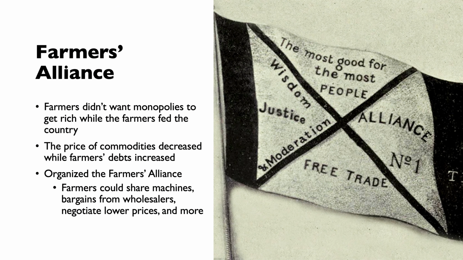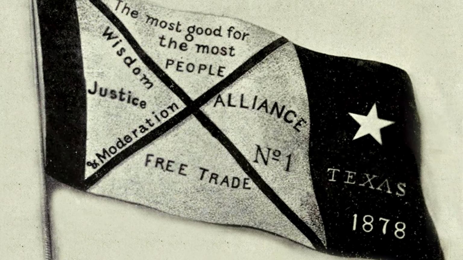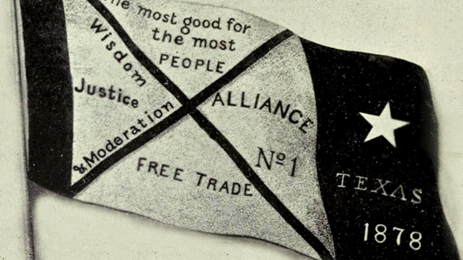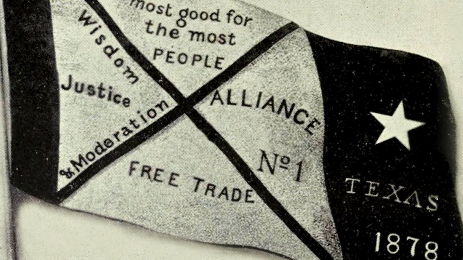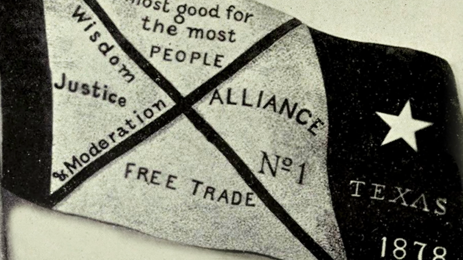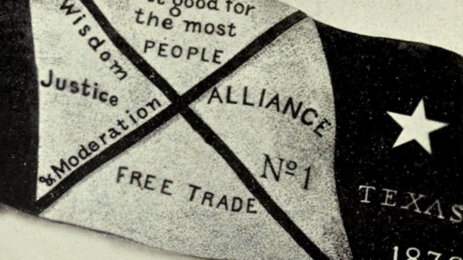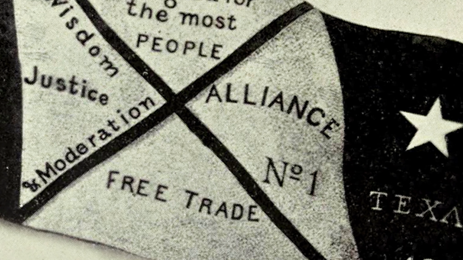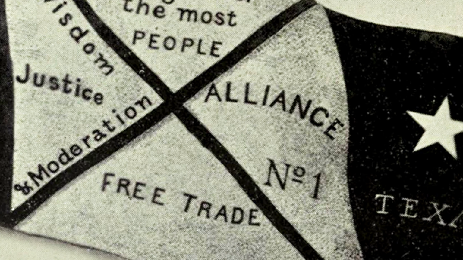So it started as the Farmers Alliance. Farmers at that time didn't want monopolies to get rich while the farmers fed the country. Giant corporations monopolized every sector, and farmers' power was being decreased at that time. And the price of commodities was decreasing while the farmers' debt was increasing. So naturally, they organized unions, or groups or parties. One was called the Farmers Alliance. Now, the farmers could share machines, they could bargain with wholesalers, they could negotiate lower prices, and much, much more. And the Farmers Alliance would later be called the People's Party. That's our next slide here.